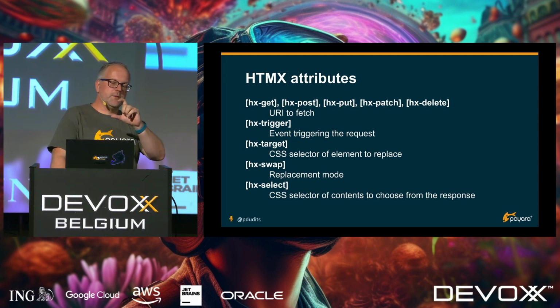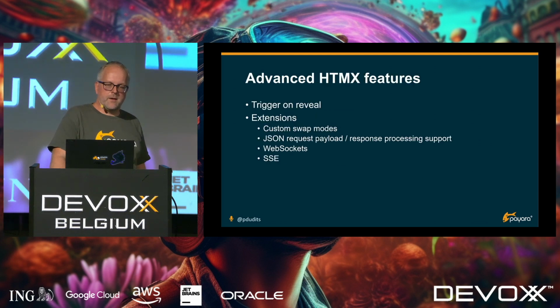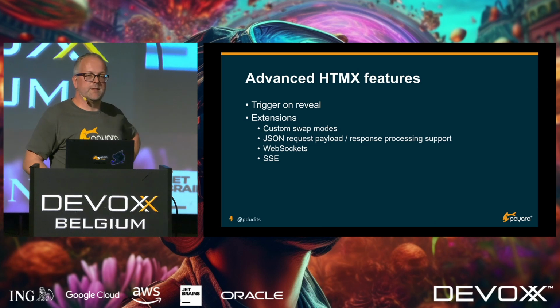Selecting something in the response and using that as a replacement rather than using the full response as the thing to replace with. Right, as for advanced features, HTMX doesn't have that many because it's really built to be a library to build upon, but you can define different swap modes. You can also work with JSON and probably also interact with JSON endpoints there and transform to HTML on the client side, as well as support WebSockets and SSE and getting streamed updates to the page over either of those channels.